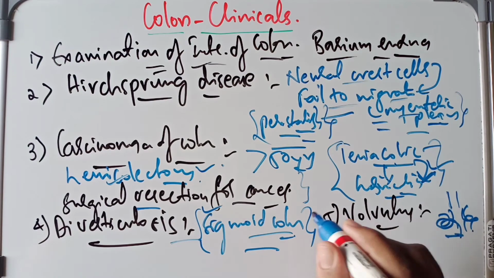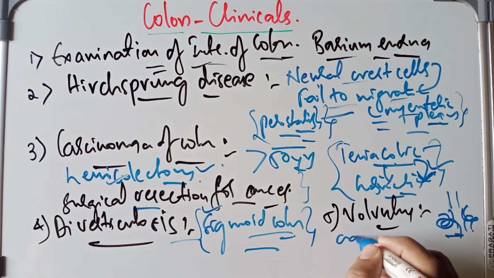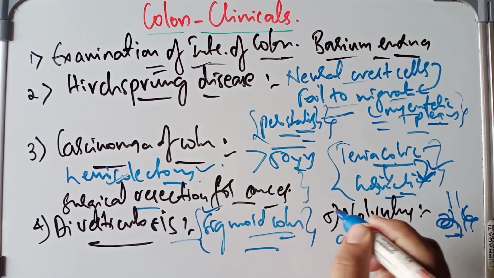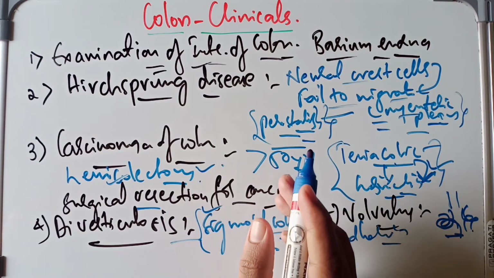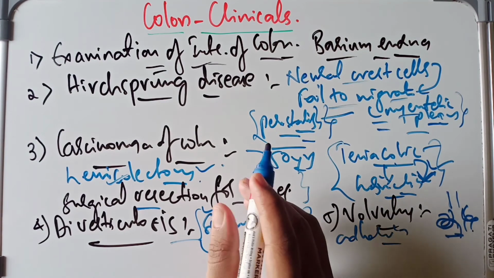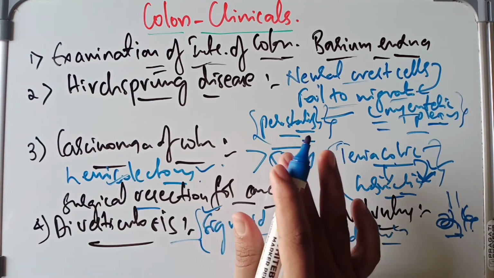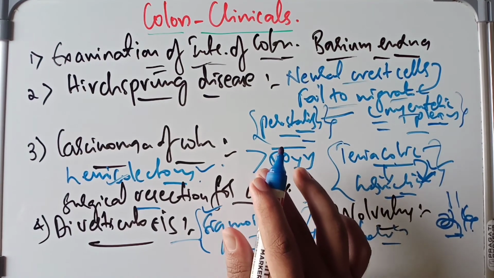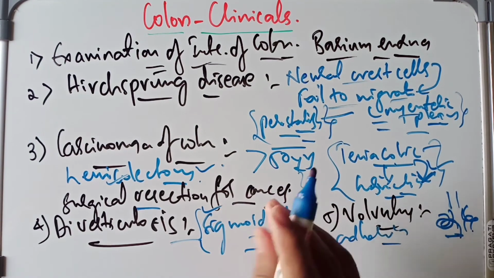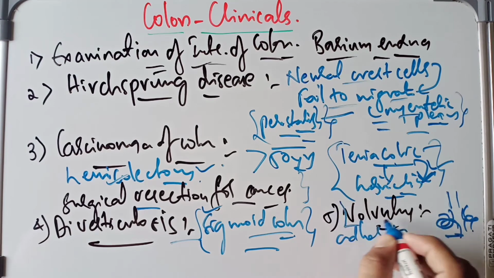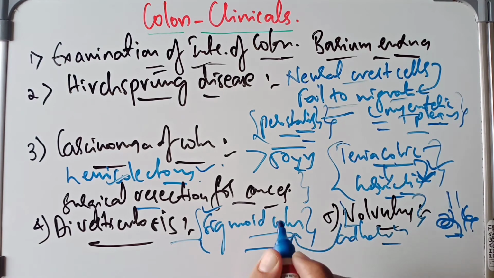We have the mesenteric and the anti-mesenteric border, right? So it will generally occur due to adhesion of the mesenteric border. It may correct itself spontaneously, or the rotation may continue until the blood supply of the gut is completely cut off, leading to ischemia. The sigmoid colon is most susceptible to volvulus. Which is most susceptible? That is the sigmoid colon. So that is about the volvulus.